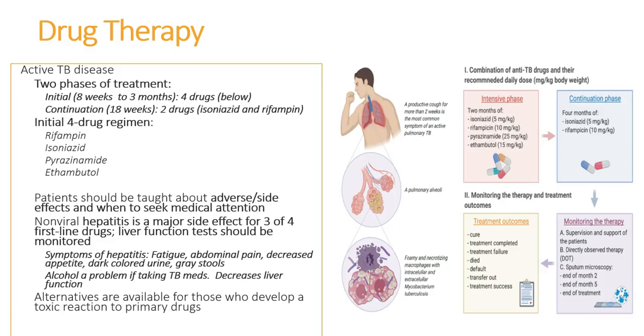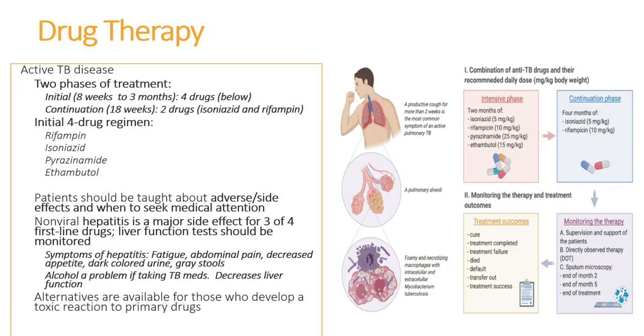Then we have the pyrazinamide, which is effective against dormant tuberculosis. Again, liver toxicity, but in addition to that, it can cause joint pain, nausea, and GI upset. The recommendation for this drug is to just drink lots of fluids to help with the joint pain. And then again, just look out for signs of liver toxicity. Lastly is your E. This is your ethambutol. This is preventing tuberculosis from growing.